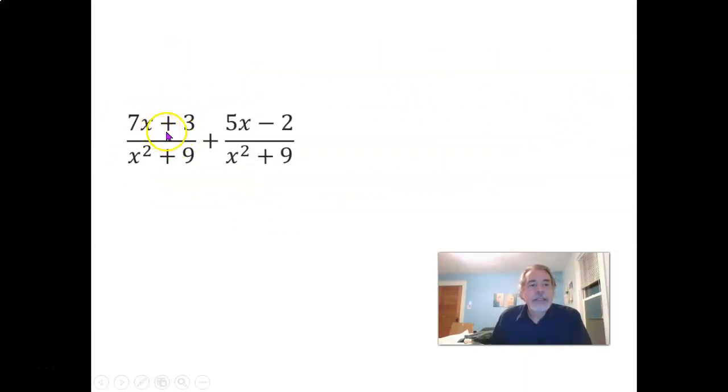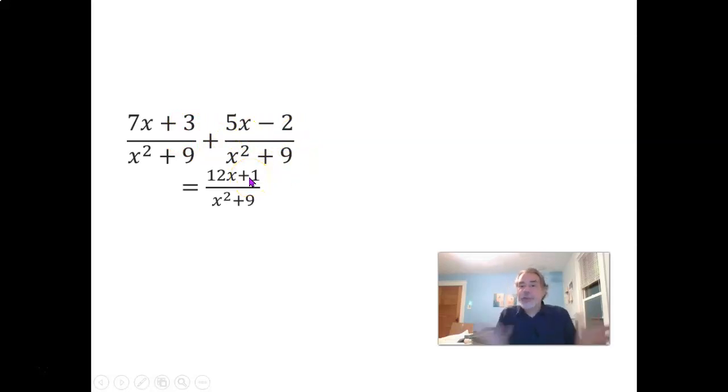So what about (7x plus 3) over (x squared plus 9) plus (5x minus 2) over (x squared plus 9)? Do you see that they have the same denominator? That makes me really happy because this is a really easy problem. The answer is going to have that same denominator, x squared plus 9, and the numerator is going to be made up of all of this stuff added together: 7x plus 3 plus 5x minus 2.